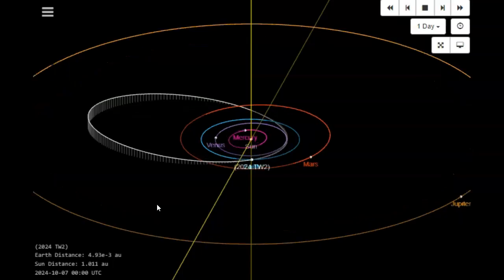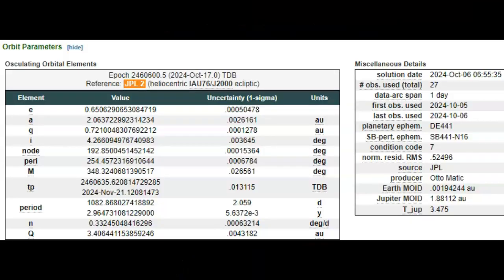You can see that it orbits inside the orbit of Jupiter. I'm going to bring you some information about the rock. Again, it's just over 30 feet in diameter, they think. And again, it's moving at close to 17 kilometers per second, which is one of the fastest near-Earth objects or space rocks that I've seen.